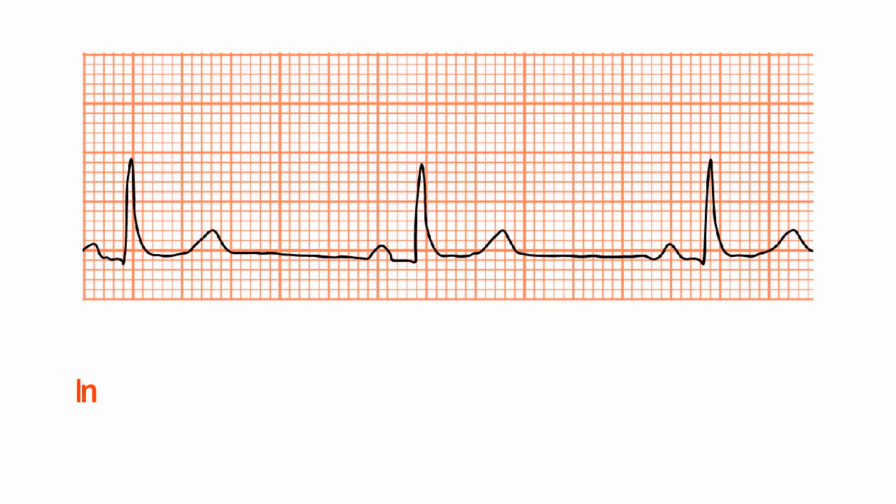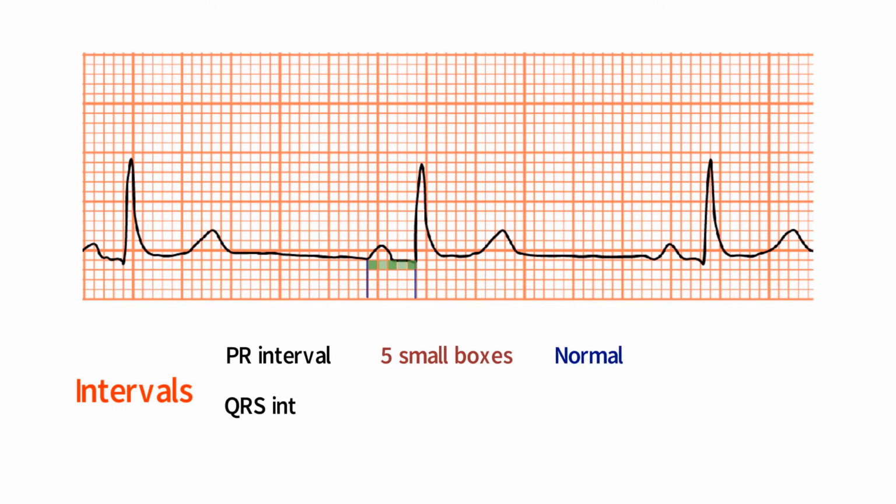Let's check intervals. Let's see the PR interval. As you can see, we have about 1, 2, 3, 4, 5 small boxes, which is one large box. It's a normal PR interval, not prolonged. Let's check the QRS: 1, 2. We said that up to half of a large box it will be normal. This is 2 small boxes, which is normal because half of a large box is 2.5 small boxes. So this is not a prolonged QRS, and the QRS itself looks normal.